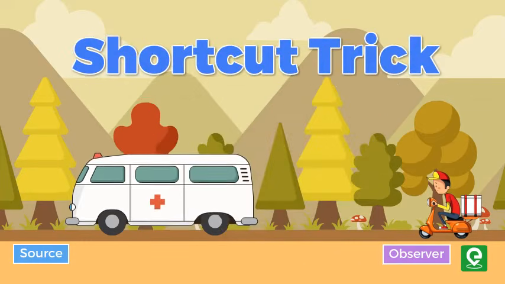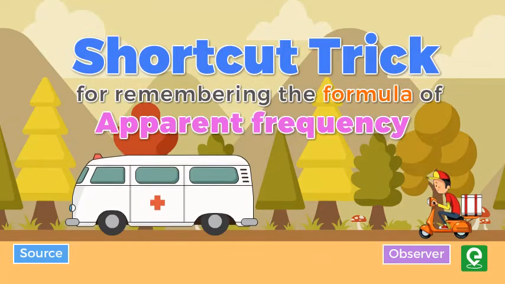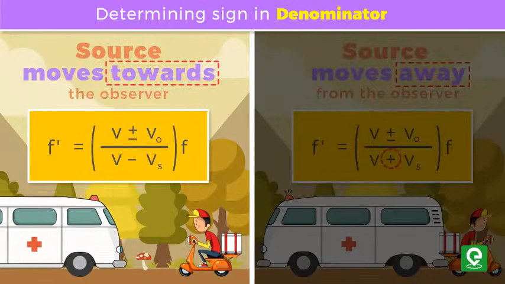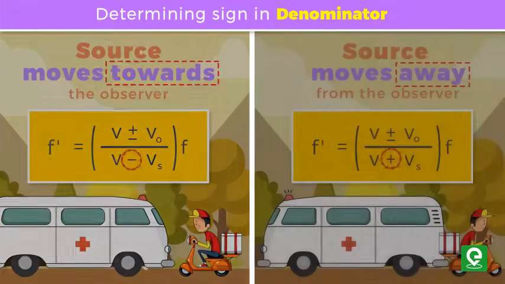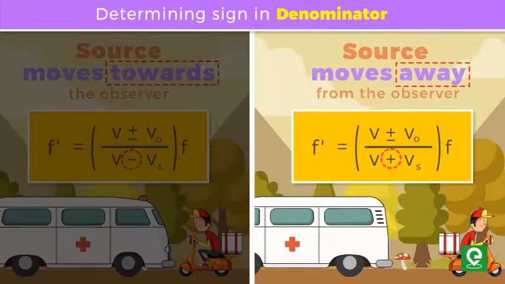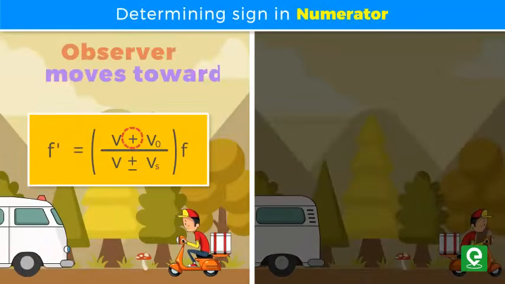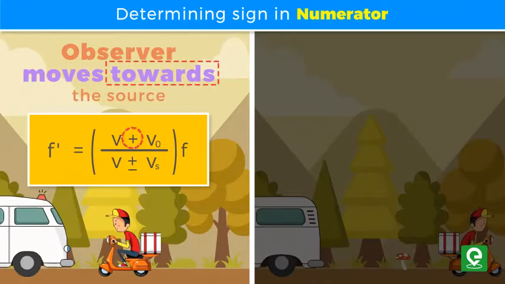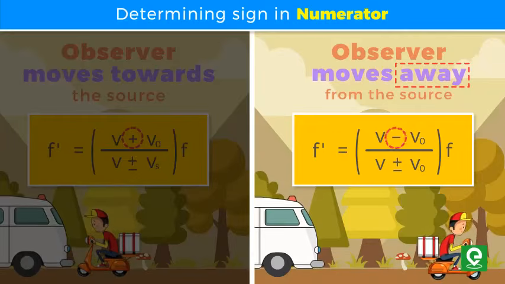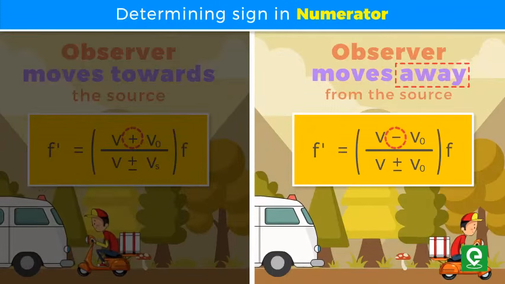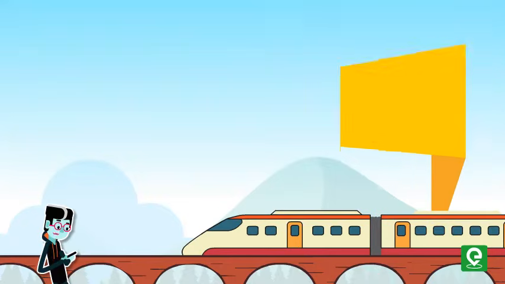Let's understand a shortcut trick for remembering the formula of apparent frequency. Whenever the source moves towards the observer, then do subtraction in the denominator, and if the source moves away from the observer, then use addition in the denominator. And whenever the observer moves towards the source, then do addition in the numerator, and if the observer moves away from the source, then do subtraction in the numerator. Let's solve an example to understand this concept better.